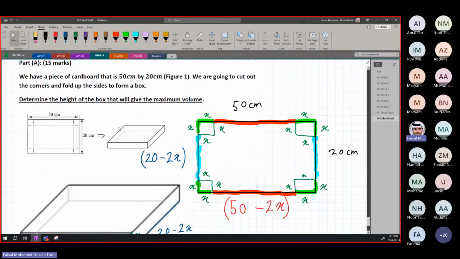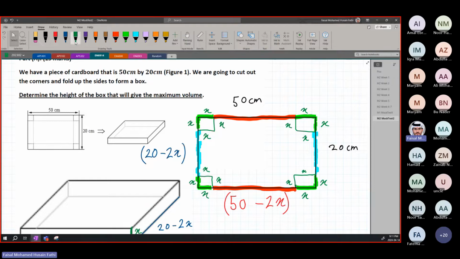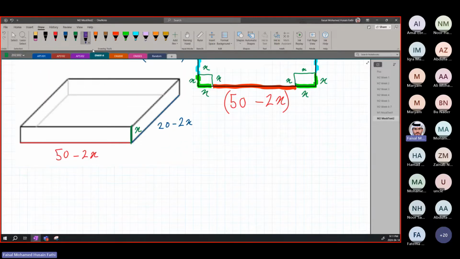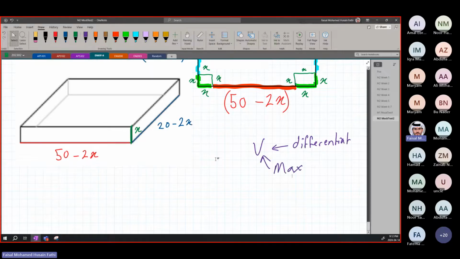Because remember, what does the question want? Determine the height of the box. So this height is our x of the box that will give the maximum volume. What does maximum volume mean? It means we need to find the volume, and then we need to differentiate the volume in terms of whatever we have here. This is because this is our maximum size.